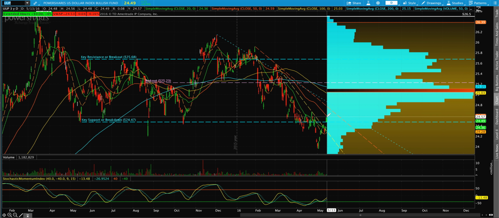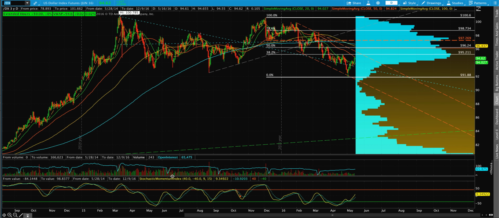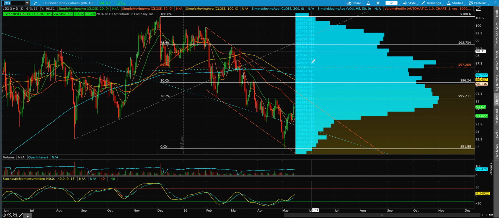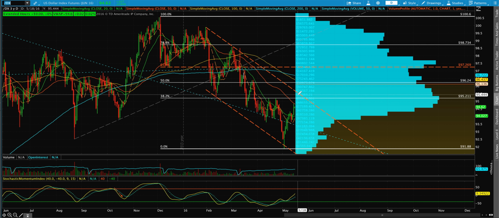It's a little revealing that it backed off with a topping tail here, and we didn't even quite touch the 50 MA. Let me take a look at that on the DX. That's the dollar continuing contract. I think we did get it there. Yeah. No, stopped just a little bit shy, and you can see this is Sunday night. It's open. So it wouldn't surprise me to see a little bit more move up in the dollar to get to the channel high.